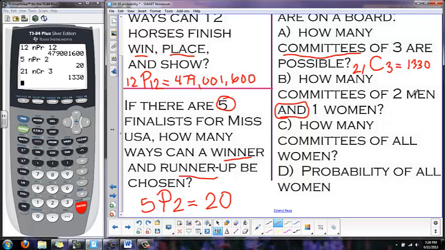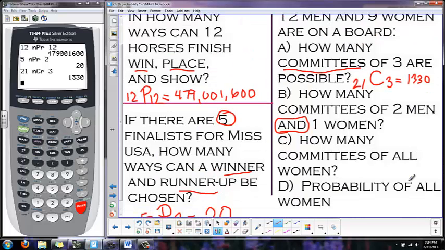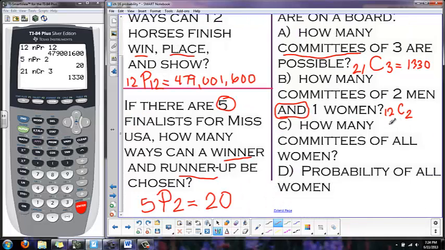So how many committees of 2 men? Well, how many total men do we have? We have a total of 12 men. So 12, we're choosing 2 of them. And then we also want 1 woman on this committee. Well, how many total women do we have? We have a total of 9 women. 9, and we're choosing 1 of them.